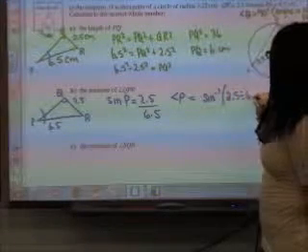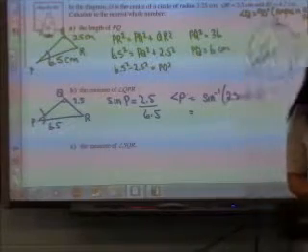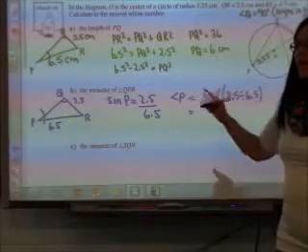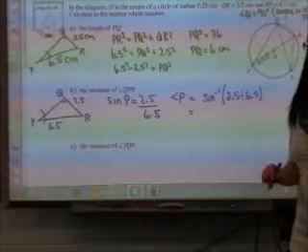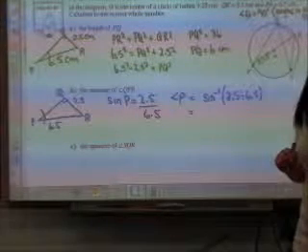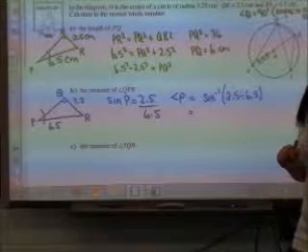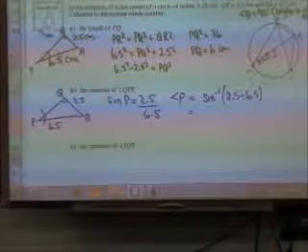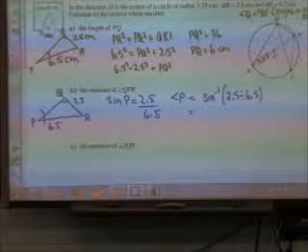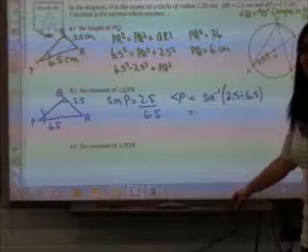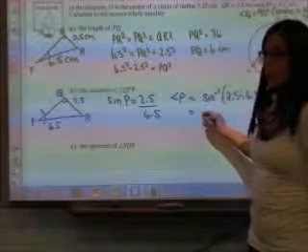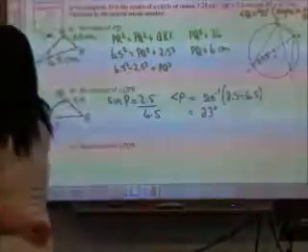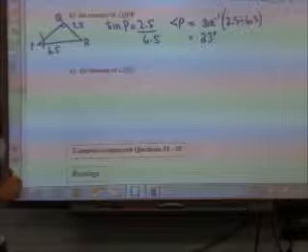2.5 divided by 6.5. And what do I get? So inverse sine that, and what do you get? I think something went wrong there. Just give me a second. So now that you're in degree mode, what would that be? 22.649. So to the nearest whole number? 23 degrees. Okay? So now if I look at the next one, the measurement of SQR.